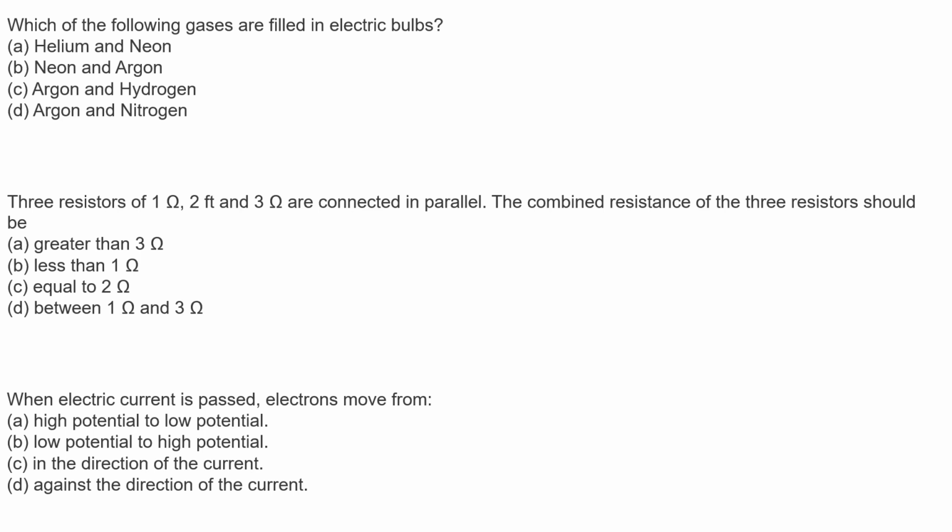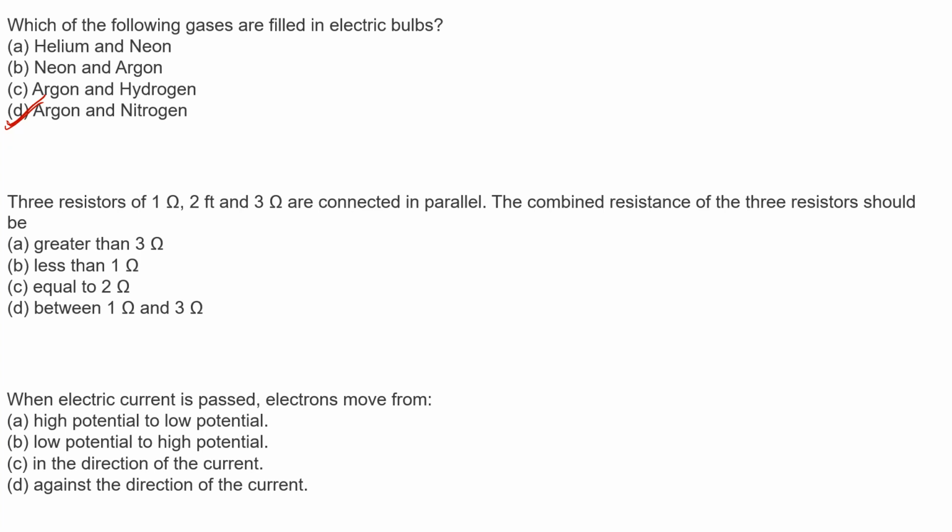So our first question is: which of the following gases are filled in the electrical bulb? Option A is helium and neon, option B neon and argon, option C is argon and hydrogen, and option D is argon and nitrogen. You should always remember that the gases filled in an electrical bulb are argon and nitrogen. So option D is correct here, right?